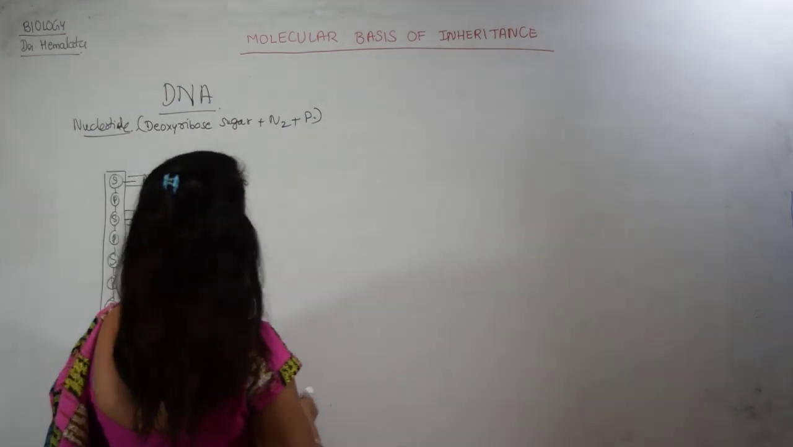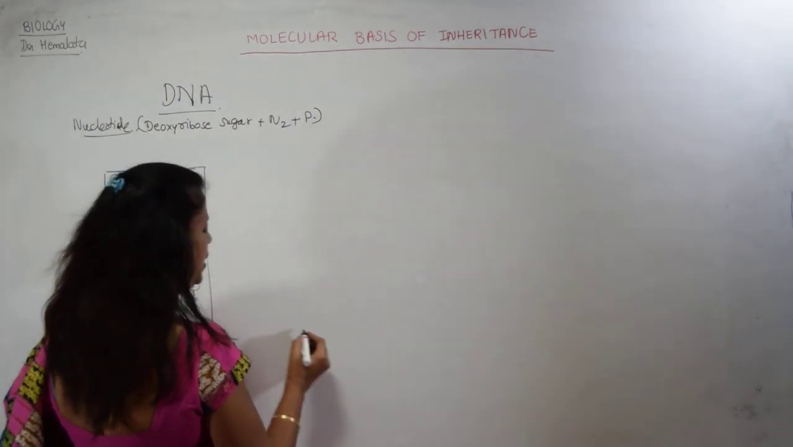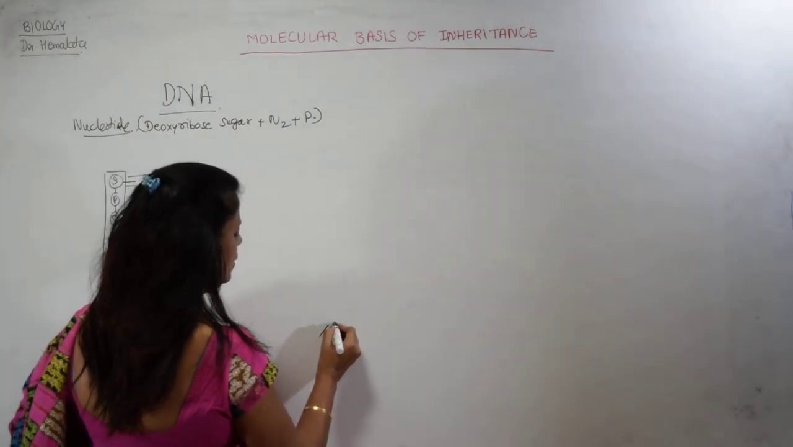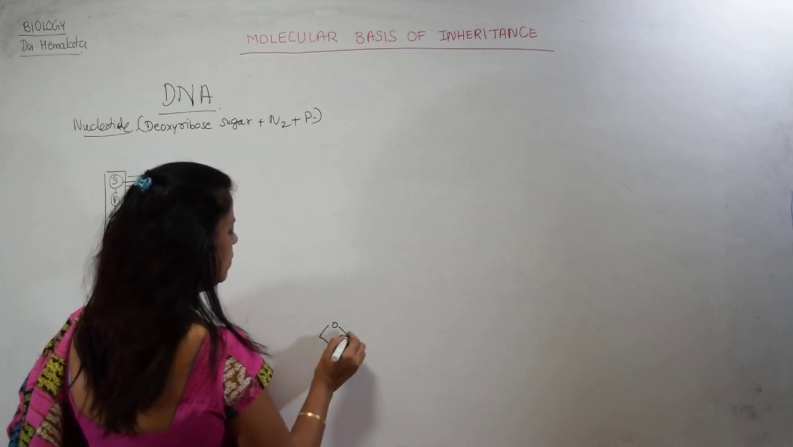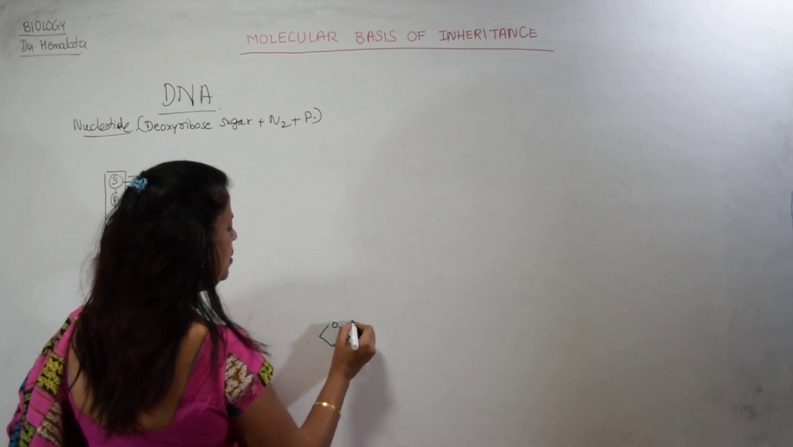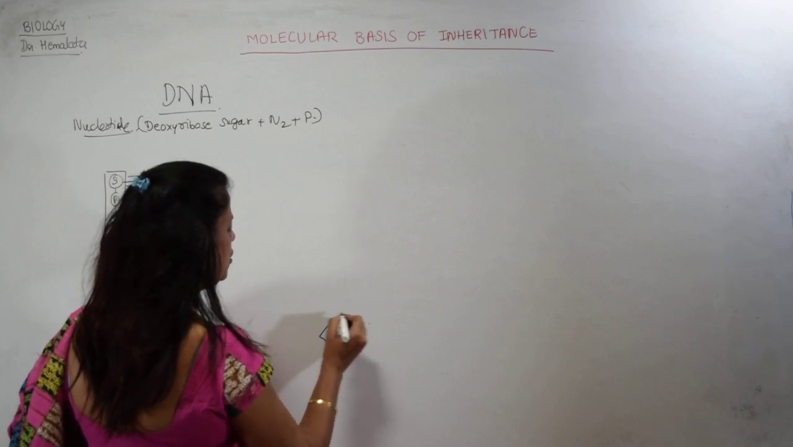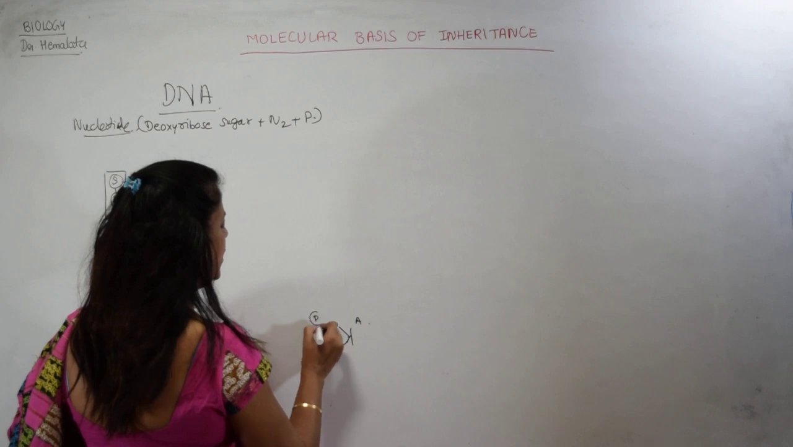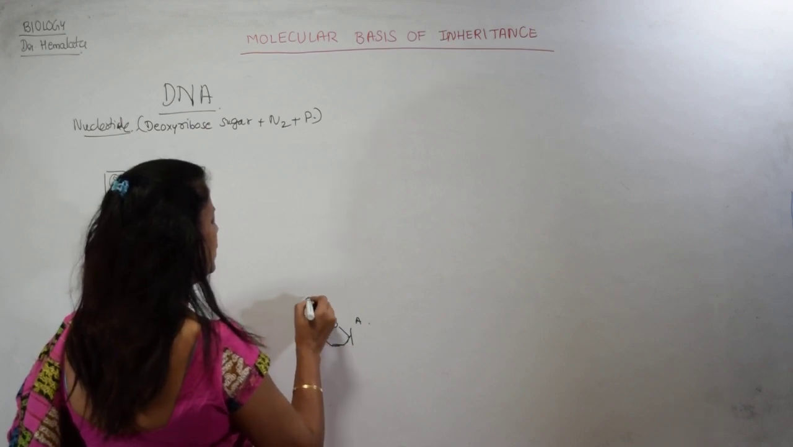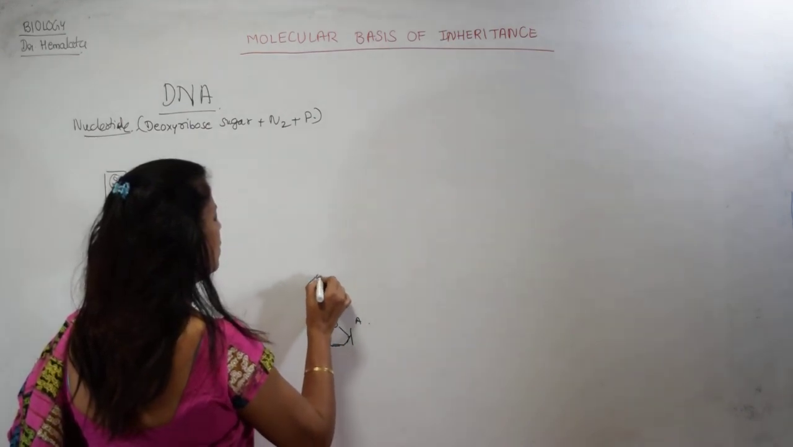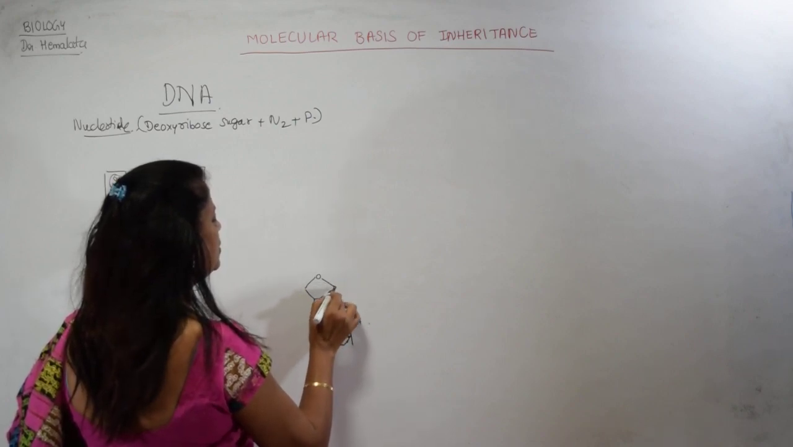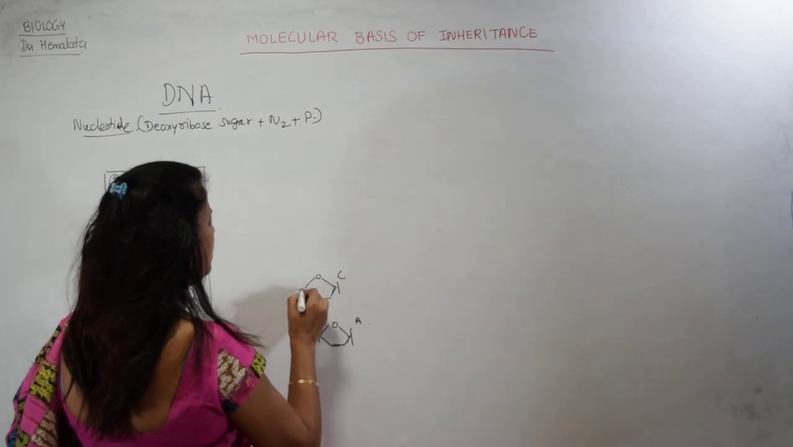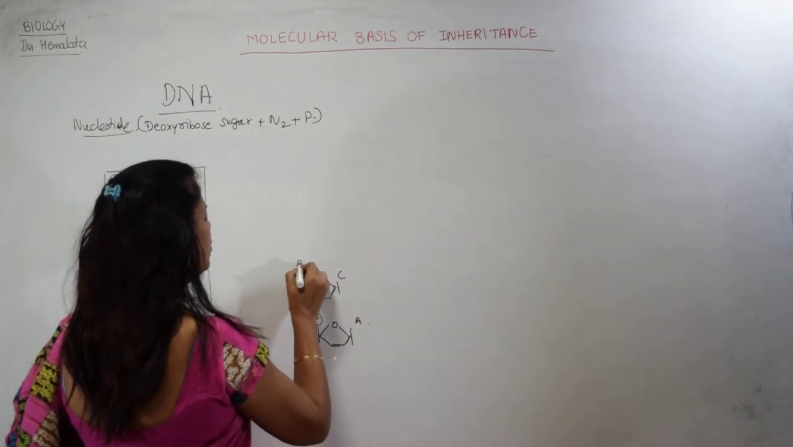So let me give you the chemical structure of DNA. Let me write a deoxyribose sugar. This is a deoxyribose sugar, a pentose sugar. Here is the nitrogen base, maybe adenine, guanine, cytosine, anything may be there. Here is a phosphate group. Okay. Next sugar. Again, there may be a nitrogen base, which is cytosine, guanine, whatever it is. Again, there is a phosphate group.